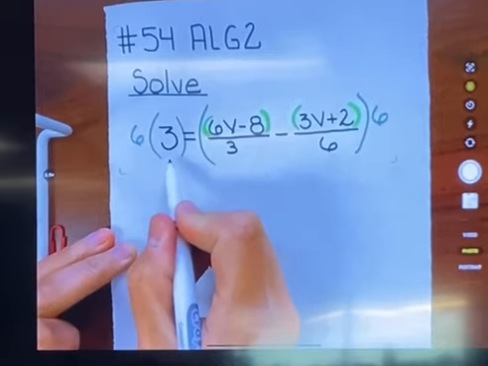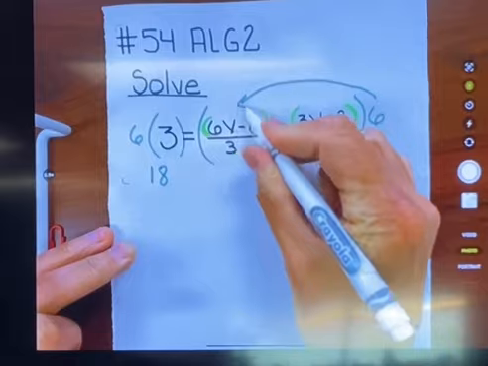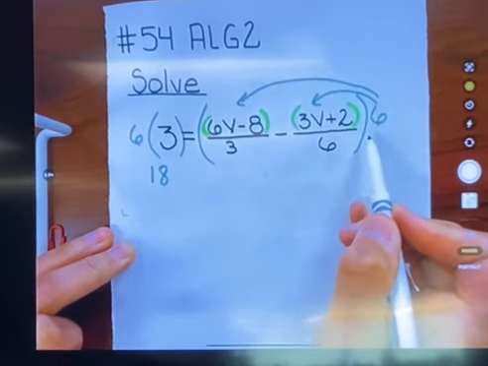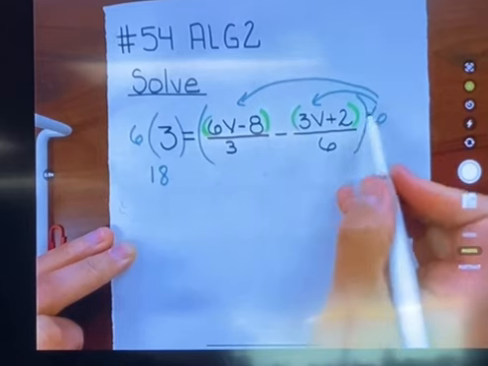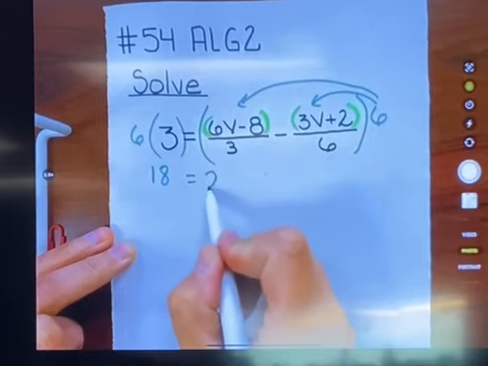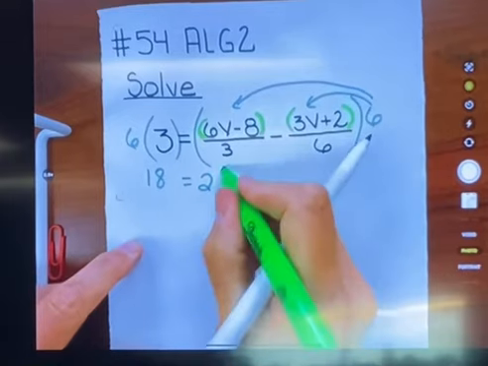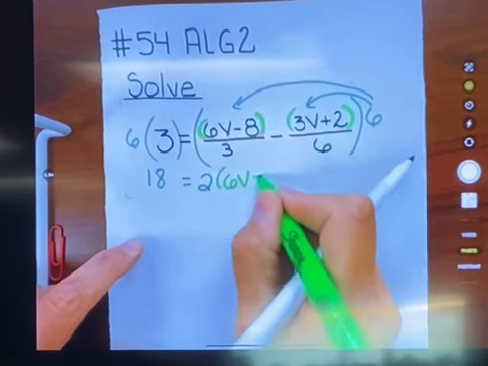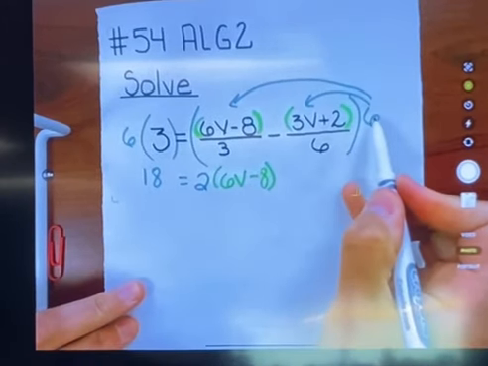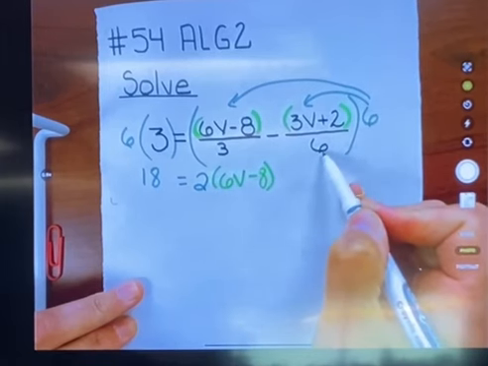Over here, 6 multiplied by 3 is 18. Now when I distribute this 6 through, keeping in mind whatever's in the denominator we're dividing by. So 6 divided by 3 is positive 2. And then we still have in parentheses 6v minus 8. Okay, one more time there. When I multiply 6 to this fraction, 6 divided by 6 is 1.